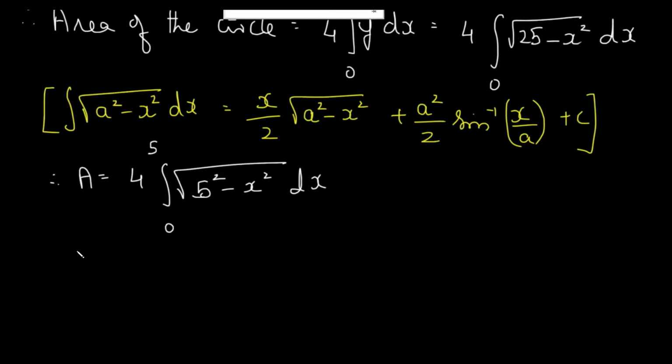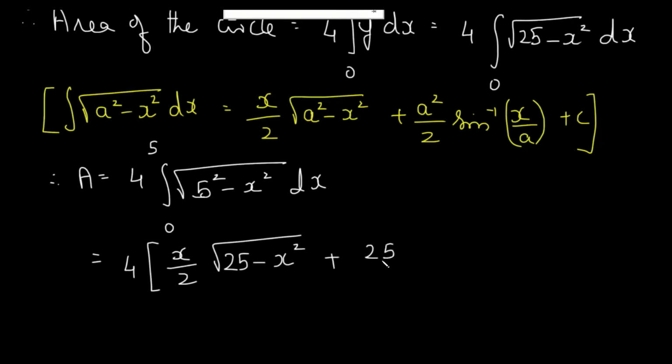We get the answer as over here 4 times x upon 2 root of a square minus x square. So a square minus x square is 25, that is 5 square. Same thing, 25 minus x square, plus a square upon 2. So 25 upon 2, instead of a it is 5. So 25 upon 2 sine inverse x upon a, x upon 5. In this case a is 5, between the limits 0 to 5.